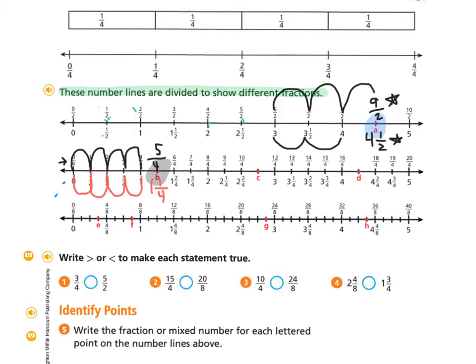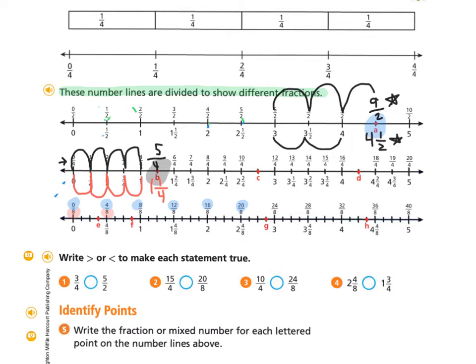Let's look below at the very last number line. I can see that they're counting by eighths. I know that because I've noticed that my denominator is 8 across the board. But notice they didn't count by all of the eighths. They just counted by some of them. It looks to me like they're counting by fourths all the way up. So I have 0, 4, 8, 12, 16, 20, and so on and so forth.